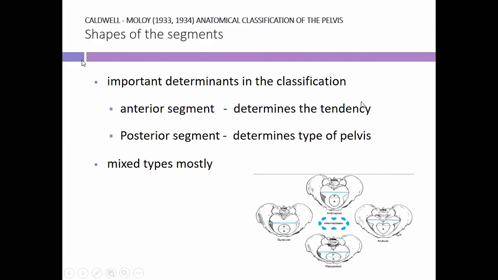Now, the shapes of the segments: the anterior segment will determine the tendency of the pelvis, while the posterior segment will determine the type of pelvis. So mostly they are mixed type, but common for the female is the gynecoid, and for the male the android. So this is the last slide for my lecture.